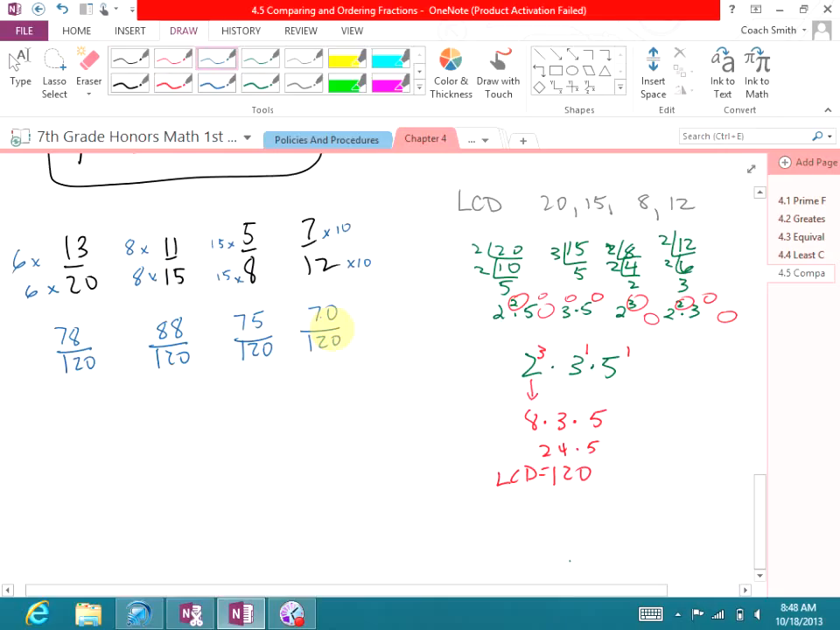So, which is the smallest one? 7 over 12. Okay, what's the next? 5 over 8. Next. 13 over 20. And the final one. 11 over 15. And that is your answers.